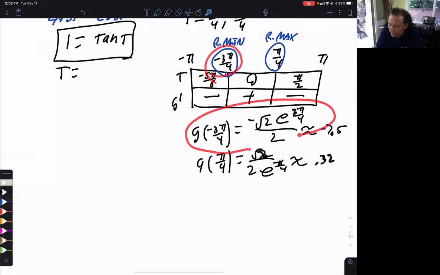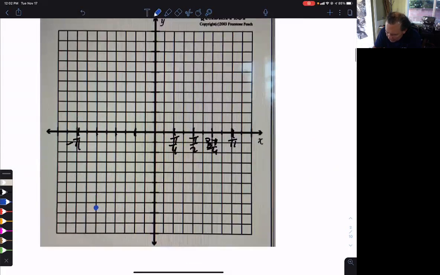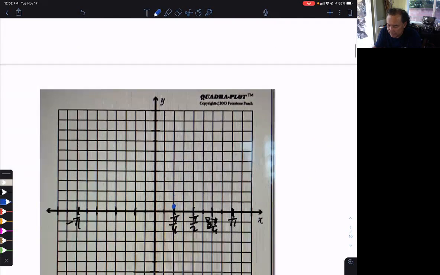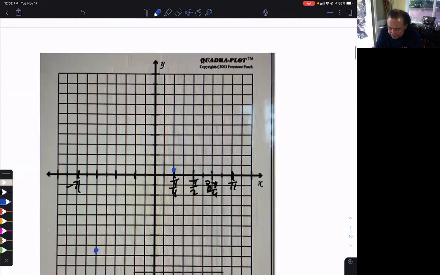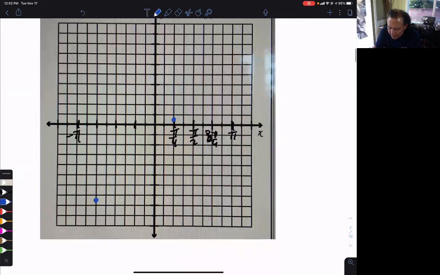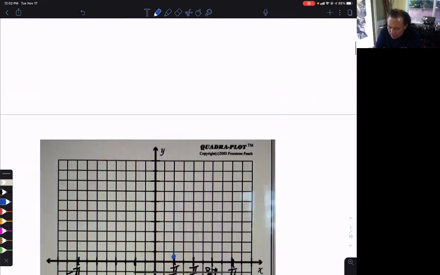So I plotted that point. We have a relative max at pi over 4, 0.32. So let me graph that point. Pi over 4, 0.32. Wow, it's real small right there. So that's going to be our relative maximum point. So we have that. Now we kind of know the shape, kinda, but let's do a couple more pieces.